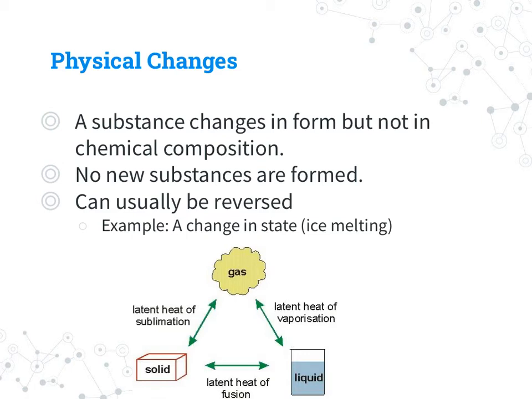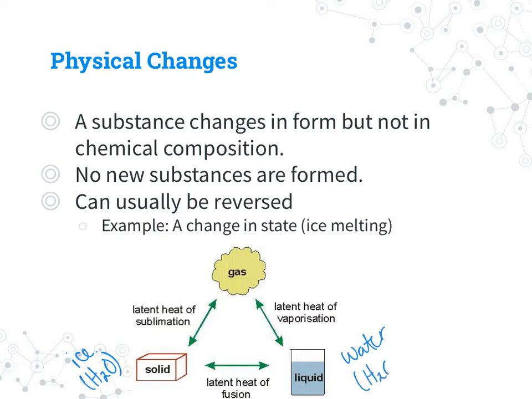A physical change is when a substance changes in form but not in chemical composition. No new substances are formed, and these can usually be reversed. So a change in state is a good example of this. If we looked at water, water as a solid is ice, but on a molecular level, it's still H2O. Water as a liquid, of course, is known as water.